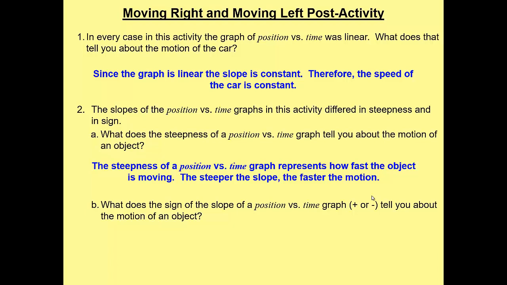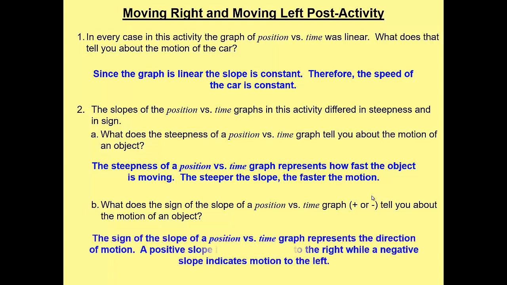But then when you got to number 4, you saw something you might not have expected. This was the one where you had the cart and you made the car move back towards the motion detector, to the left in the picture. In 1, 2, and 3, it was moving to the right. In 4, it was moving to the left. And that manifested itself in a negative slope instead of a positive. So hopefully you figured out that the sign of the slope told you the direction of the motion. Positive slopes generally mean you're moving to the right. Negative slopes mean you're moving to the left.